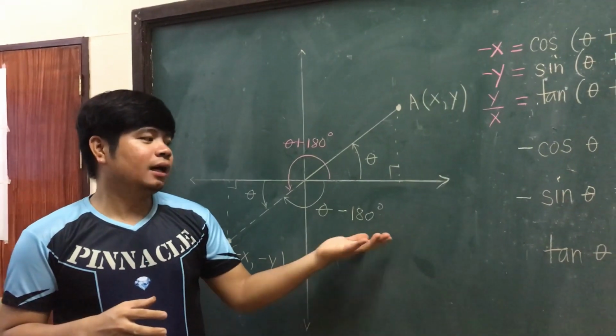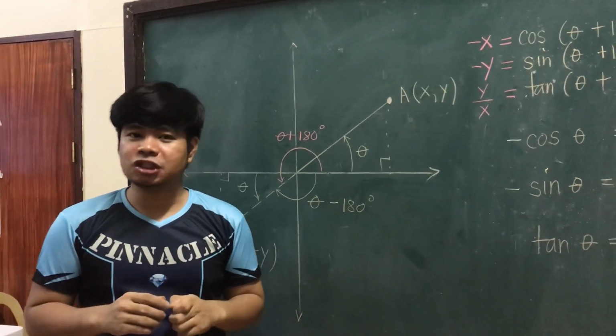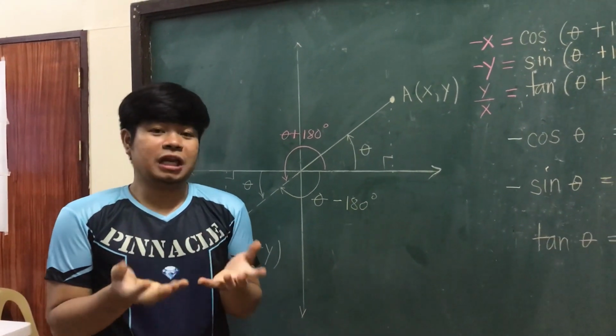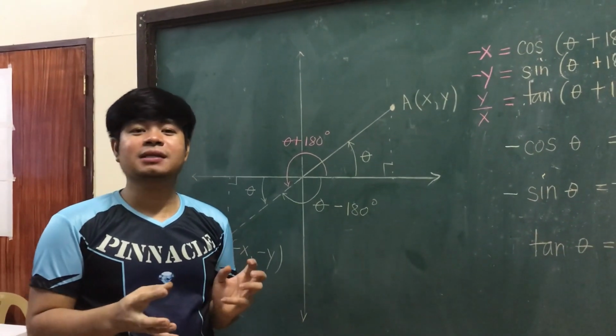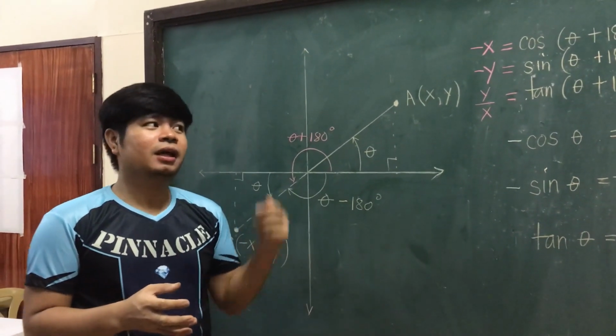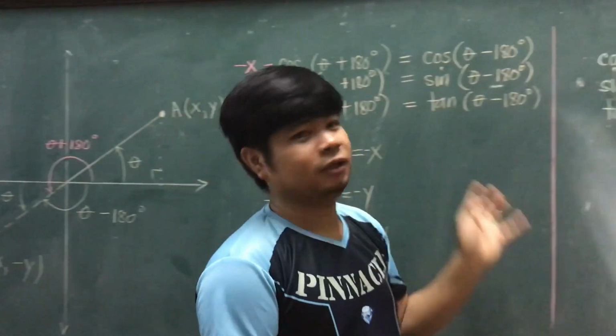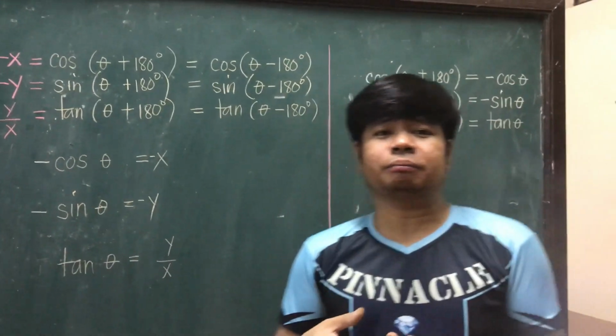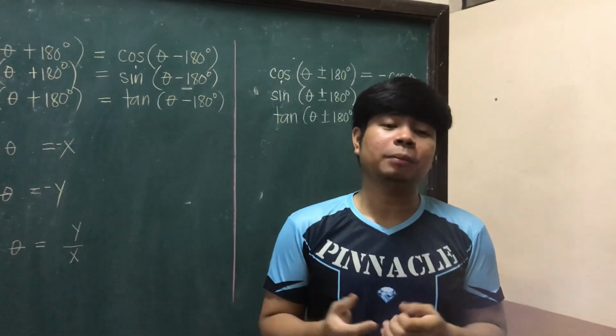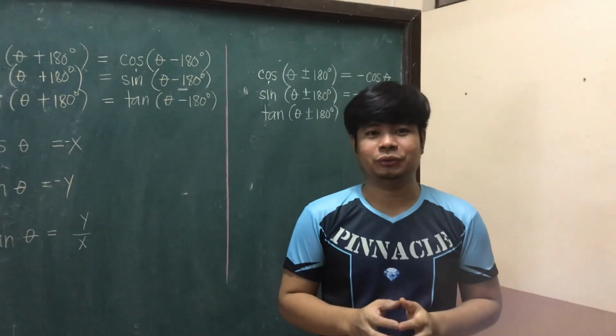Now, these identities are what we call co-function identities. That is, rotating an angle by 180 degrees and the other is 90 degrees. And all of these are possible identities, and we can use them on the other more complicated identities as we go through.